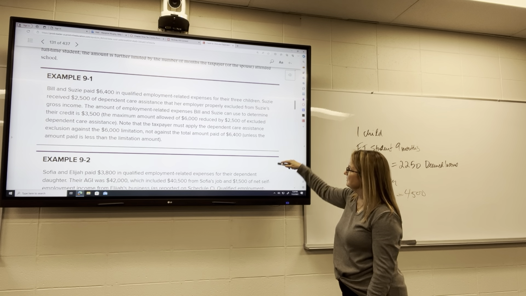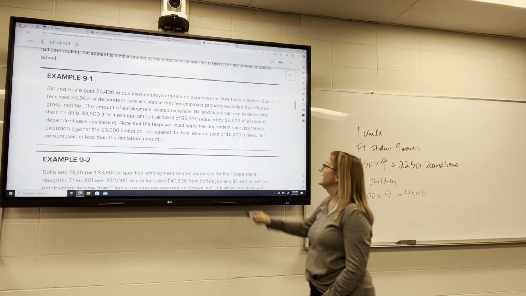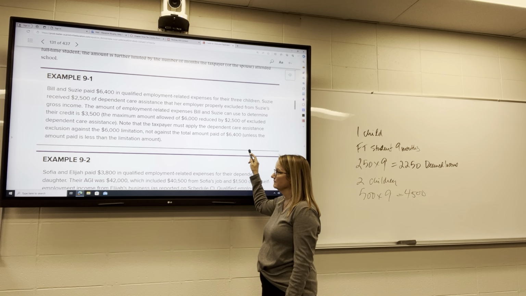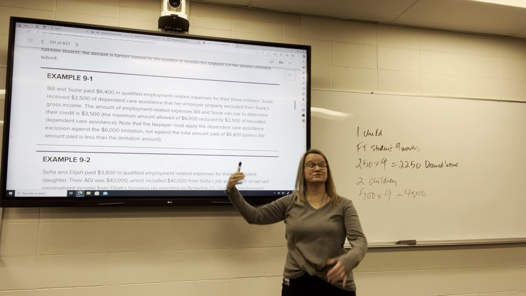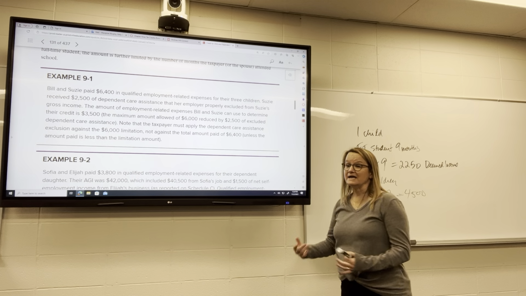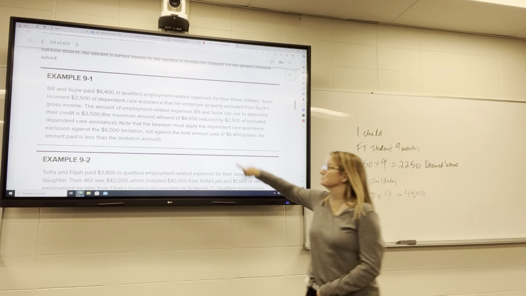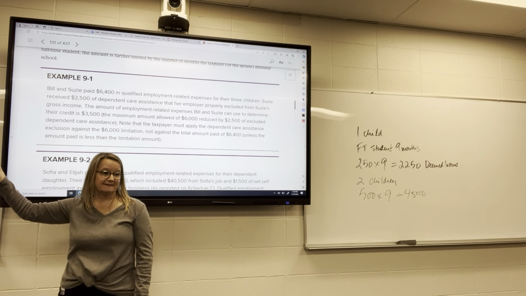Note that the taxpayer must apply the dependent care assistance against the $6,000 limitation, not against the total, okay? Unless this was less than $6,400. So if it was $5,900 that they paid, then the maximum would be $5,900, and we'd have to subtract that $2,500 from the $5,900. That make sense? Okay.